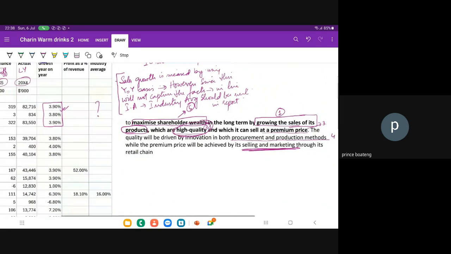This means that the company is not measuring what the company was selling, tea and coffee now.